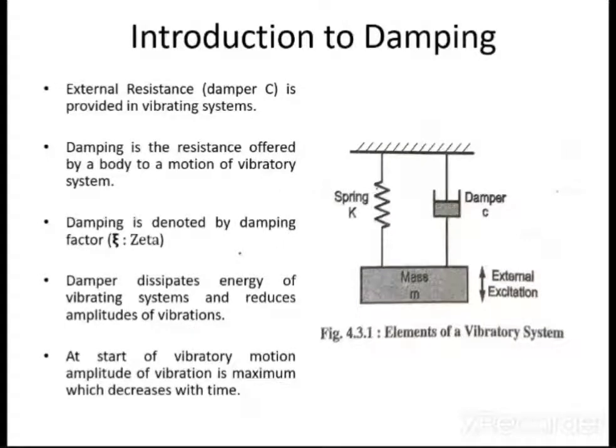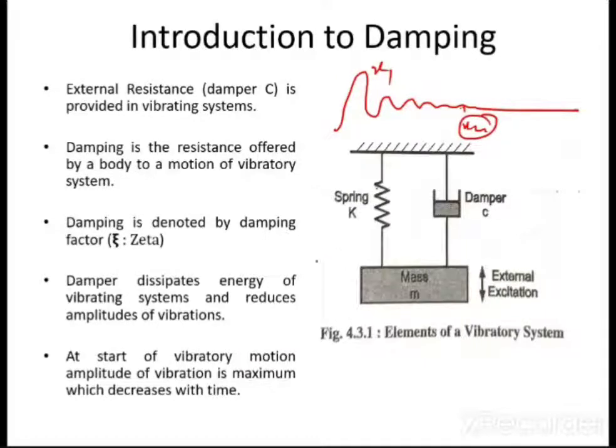Okay. At the start of the vibratory motion, the amplitude of vibration is maximum, which decreases with time. As I have already shown in the graph, initially the amplitudes are maximum and they go on decreasing, and finally they may come to the steady state. Let us say this is x1, which is maximum, and this is xn, which is very, very minimum.